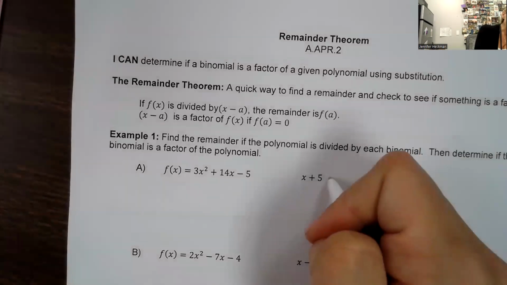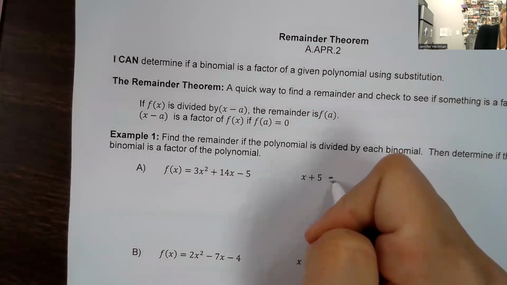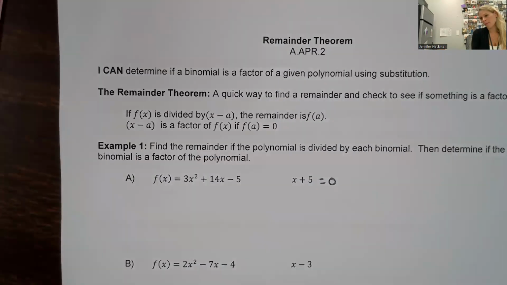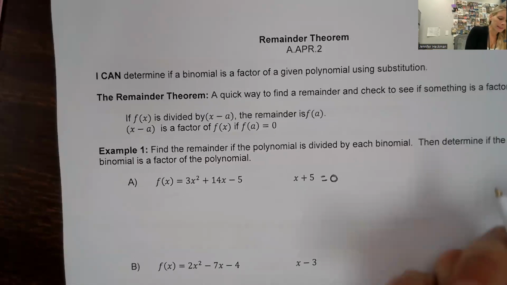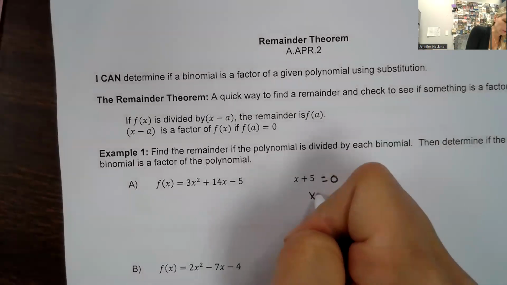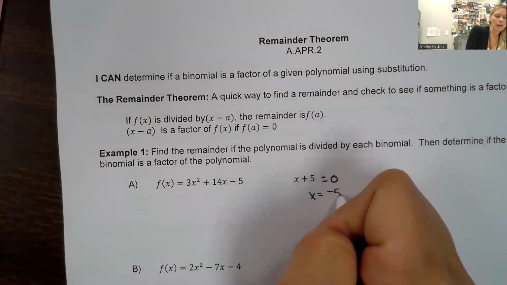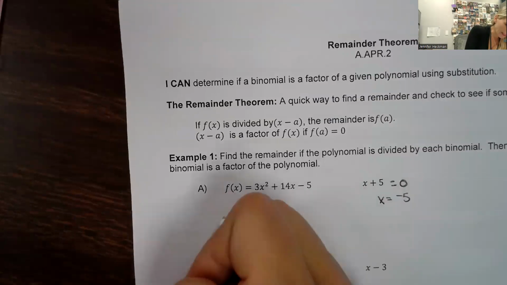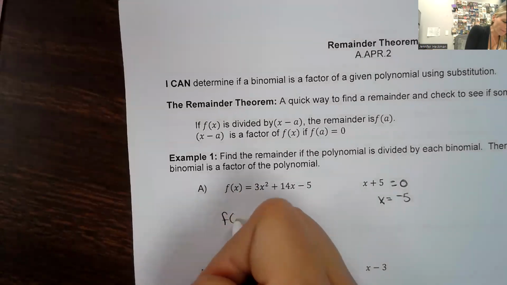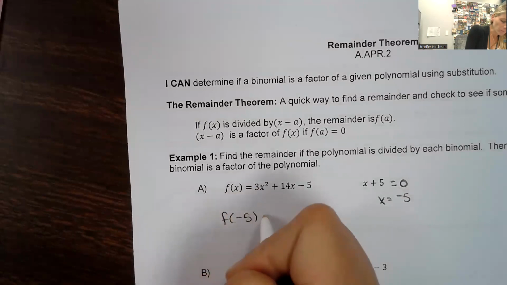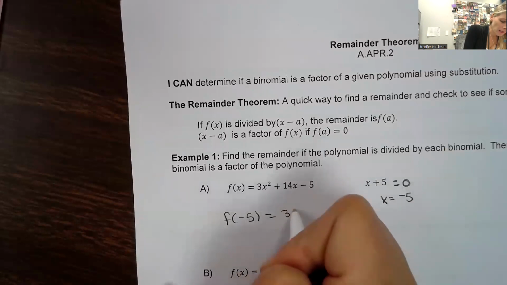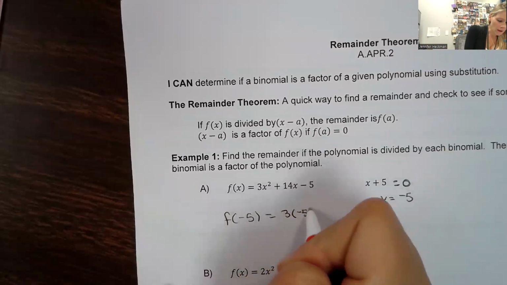So what I want you to think about is what would make your binomial 0, okay? Of course, some of you, this is going to go super fast, but I'm going to take it step by step. So what makes this 0? Well, I look at it and that would be x equals -5. So what I'm going to do with that -5 is actually plug it in. So really, I'm saying f of -5, okay? Which we've learned means we're going to substitute in -5 for all the x's, okay?